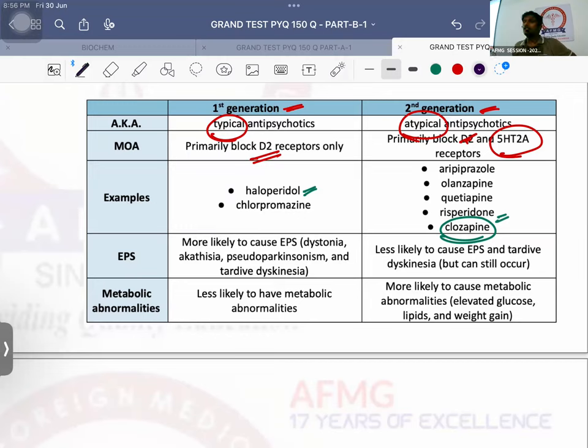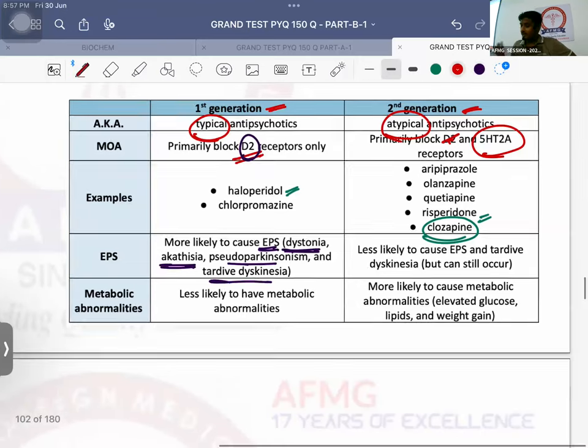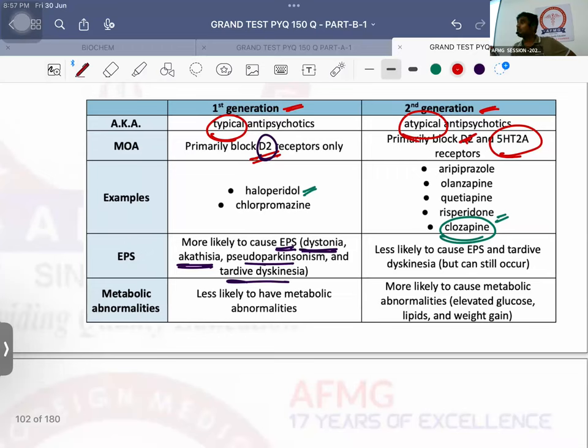Now, important is first generation antipsychotics. As they block the D2 receptors, they will cause dopamine deficiency. Due to that, they will lead to extrapyramidal symptoms. The most common extrapyramidal symptom is acute akathisia. Most earliest, sabse pehle develop hoga wo. Acute dystonia, that is sudden spasm of a group of muscle. Then drug-induced Parkinsonism or pseudo-Parkinsonism and tardive dyskinesia, which are the long-term side effects. Okay? Whereas second-generation antipsychotics, they can cause extrapyramidal side effects, but very, very, very less likely.